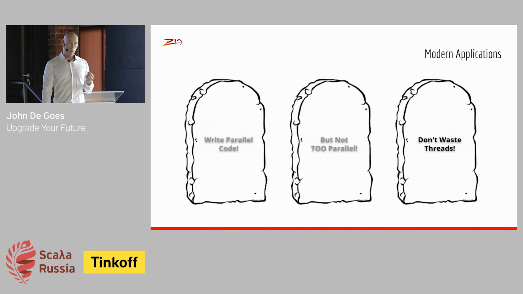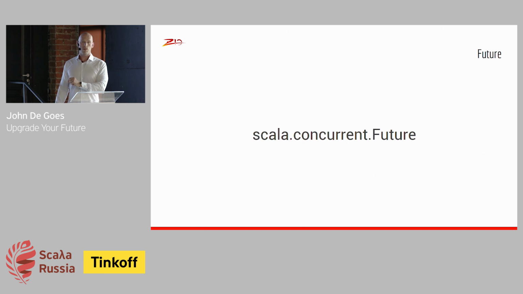So we want to write parallel code. We don't want it to be too parallel because we don't want to just create a bunch of threads that are going to be causing our cores to be doing a lot of context switching. And we don't want to create threads that we're just going to waste, that we're going to park sitting around doing nothing. We want to write async code, basically. And all these three problems are the very same ones that Scala Concurrent Future was invented to solve. And actually, it does a pretty good job solving them.